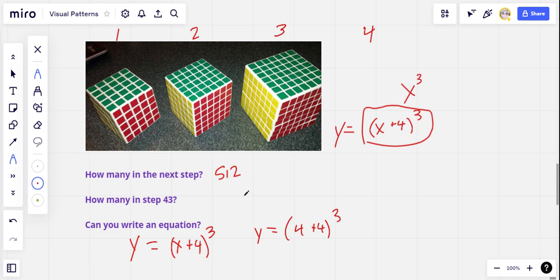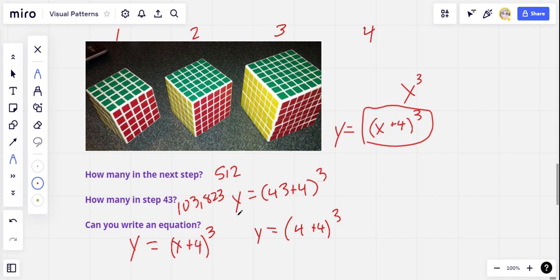Now step 43, we're going to have y equals 43 plus 4, cubed. So that's 47 times 47 times 47. And I am getting, you can go ahead and verify this for yourself, 103,823. That is a lot of little cubes.